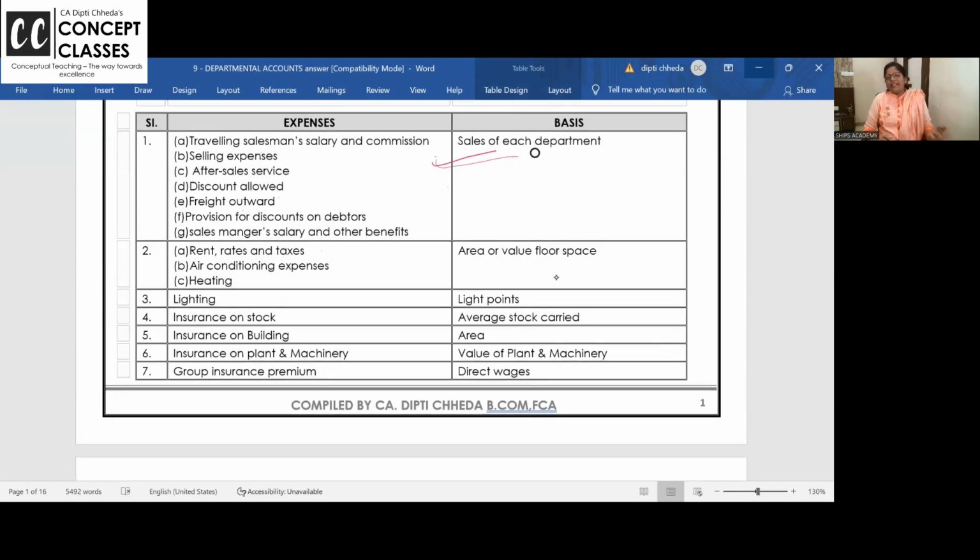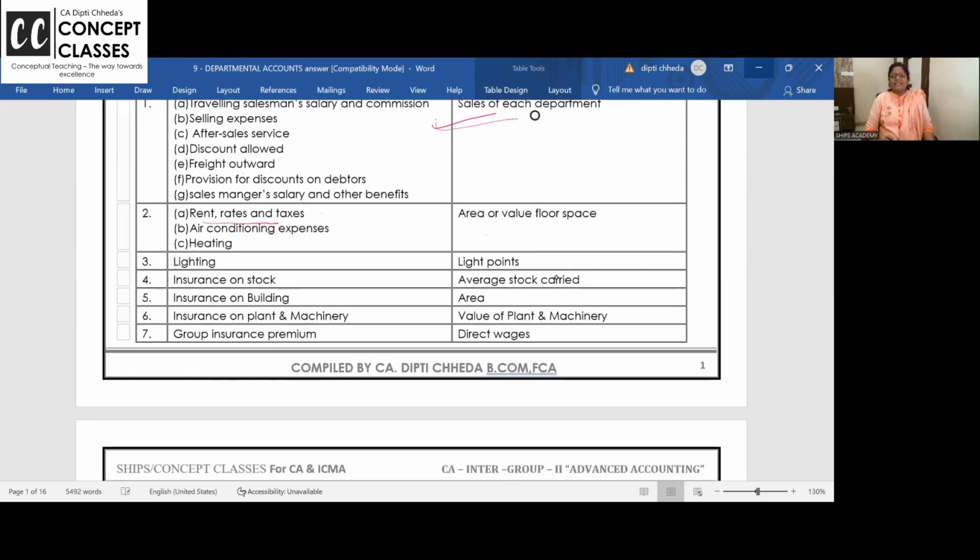Now, fixed expenses like rent and all. So rent is related to the floor or space. Whoever is using that much floor will bear the rent. AC heating expenses as per the floor area. Lighting expenses. My electricity bill is 500. In this room, one AC, one fan and one light. Next room, only one light. So if the two rooms' electricity bill is 500, in 1:3 ratio, we will bear. You are getting what is light points. This is all discussed in the overhead chapter.